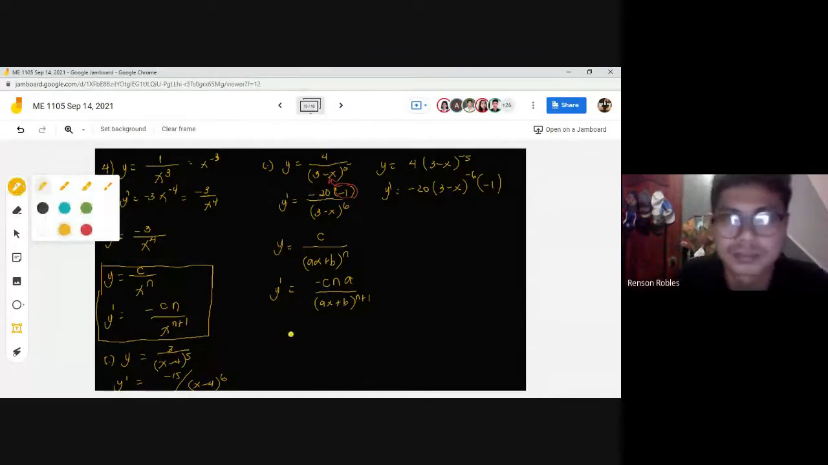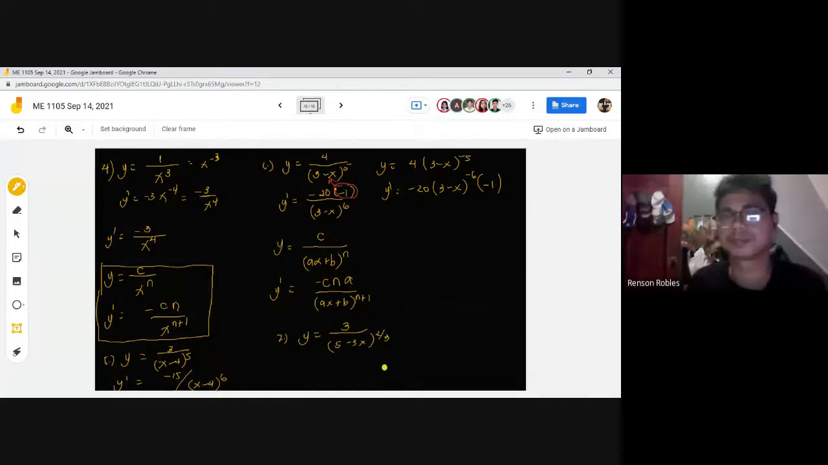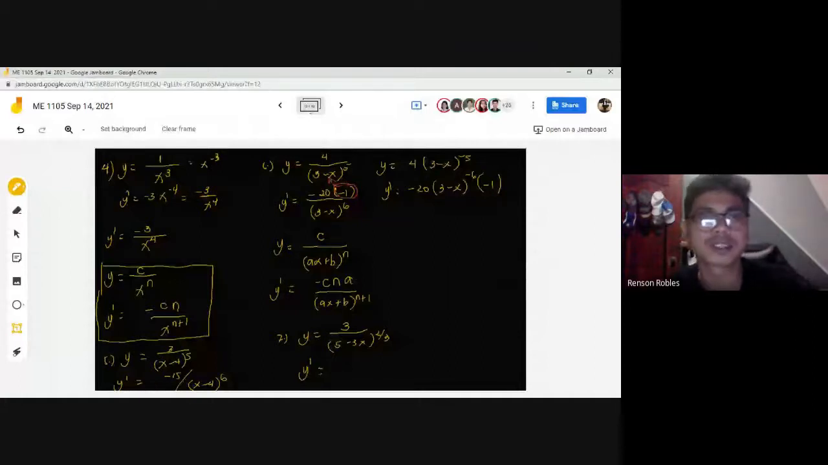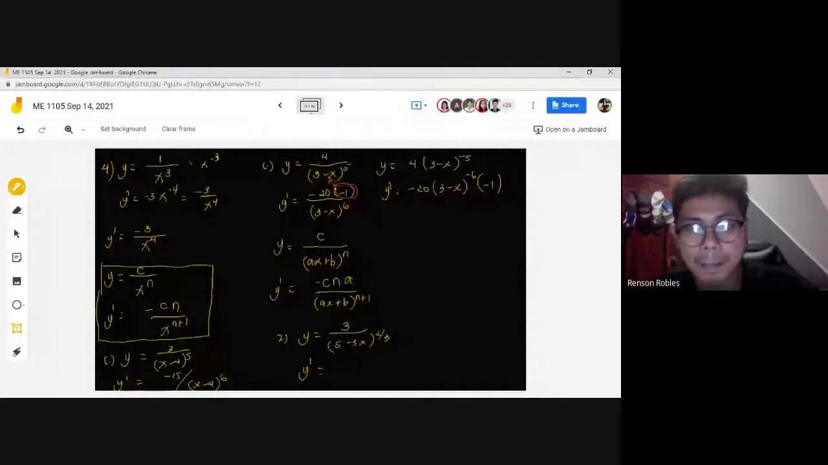One more. 7. Y equals 3 all over, say, 5 minus 3x raised to 2/3. What is y prime? Ay, ito pala yung hindi ko naturo. Go on. Question? Sir, yan po yung chain rule. Yeah, chain rule. No, it's not chain rule. It's still on the formula. You look at the formula.